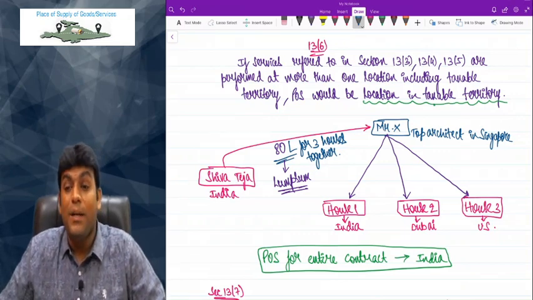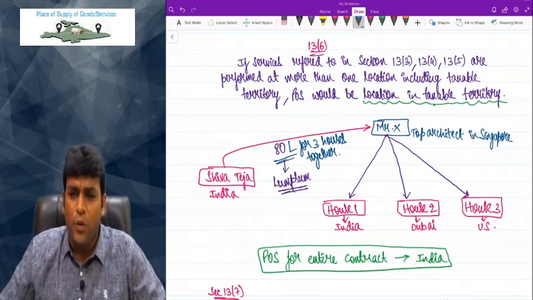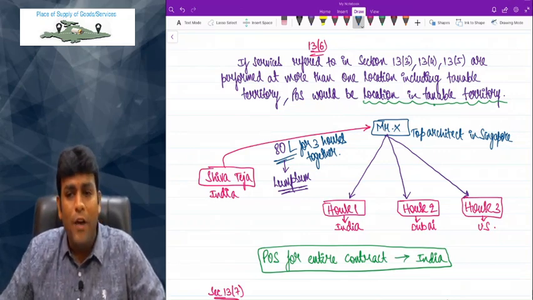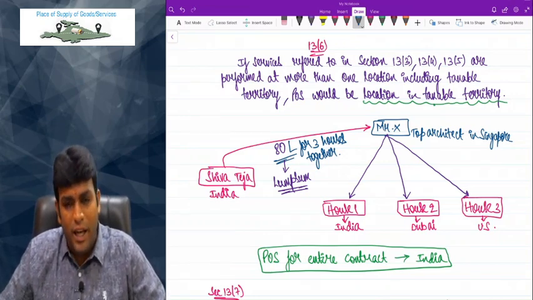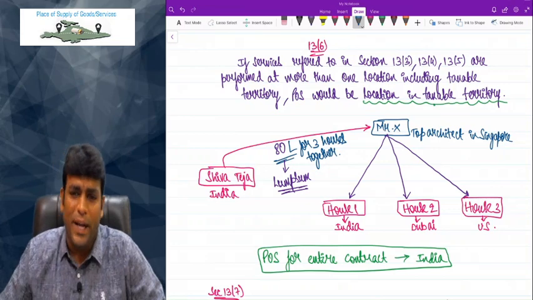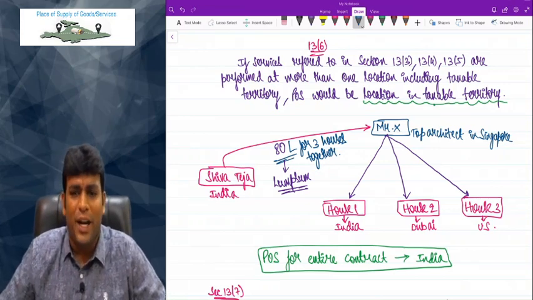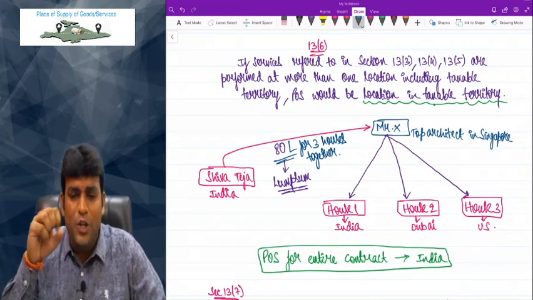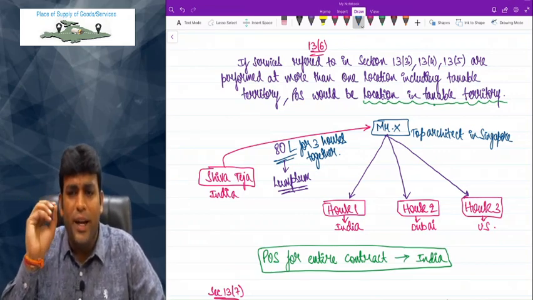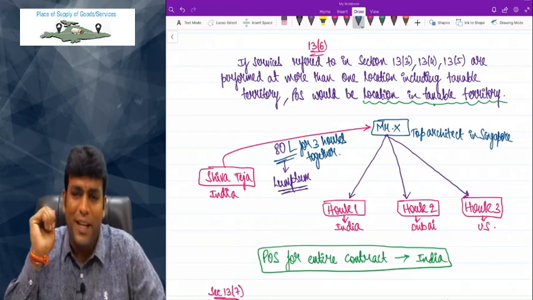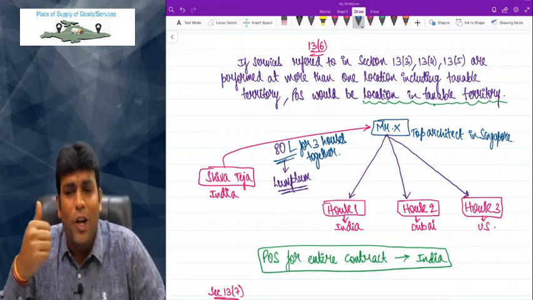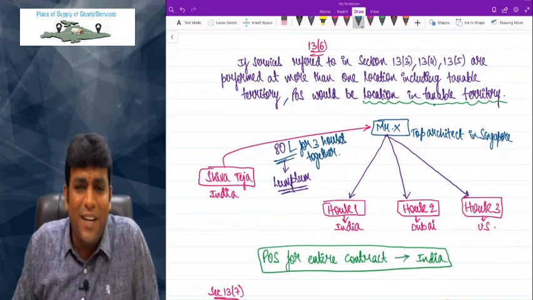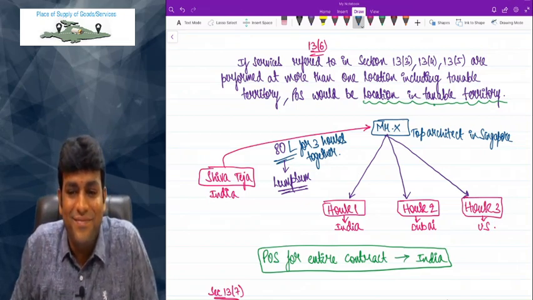So here in this example, X is giving service in relation to one house in India, one house in Dubai, one house in US. For the entire contract, place of supply will become India. But imagine a case where all three are separate contracts and for all three the value is different. Then this point will not apply. This point will come into picture only when it is a consolidated contract and a consolidated amount is given. If not, these kind of points will not apply at all. Please understand very clearly. Clear? Done. Next.